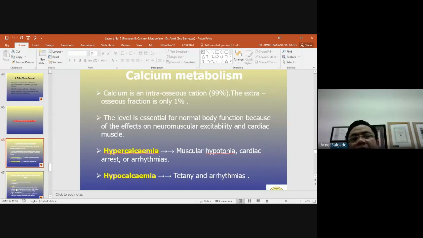All right. Now, the calcium is located inside the bones. This is an intra-osseous cation. The calcium is an element, right?